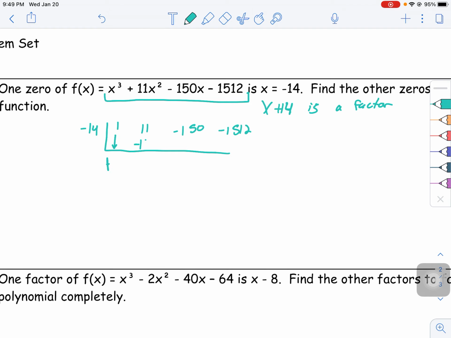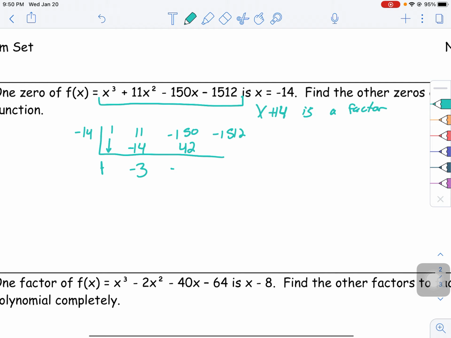Multiply by negative 14. You add those and you get negative 3. Multiplied by negative 14 gives you 42 here. Negative 150 plus 42 is negative 108. Negative 14 times negative 108 actually gives you 1,512. So there's our remainder of 0. So again, we have remainder, constant, x, and x squared. So that gives us x squared minus 3x minus 108.